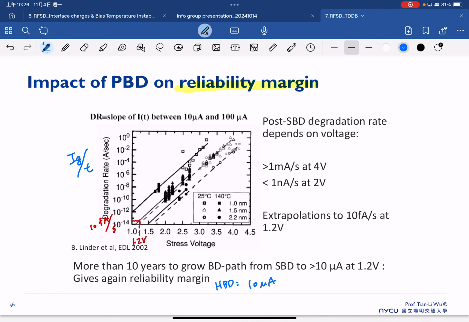So our lifetime for this device is equal to 10 microamp over 10 femtoamp per second. That's very basic mathematics, but it already gives us a very useful prediction. In this case, the lifetime of our dielectric is longer than 10 years. So that's the purpose in the end.